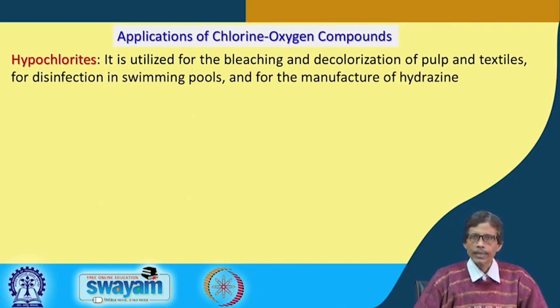Similarly, for the textile industry, we always try to have the bulk material from the textiles be colorless. And for the disinfection of swimming pools, we know the bacterial growth, the fungal growth and all these things should be destroyed, so we use chlorine gas itself or the hypochlorites to disinfect the water present in the swimming pools and the surfaces or the bottom of the pools.